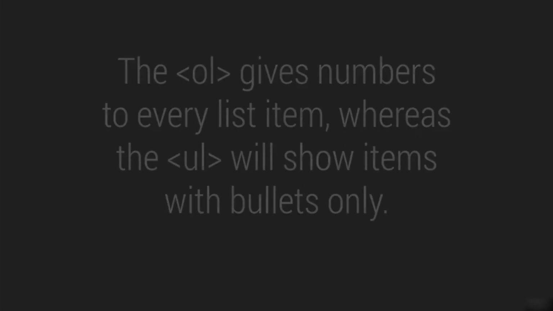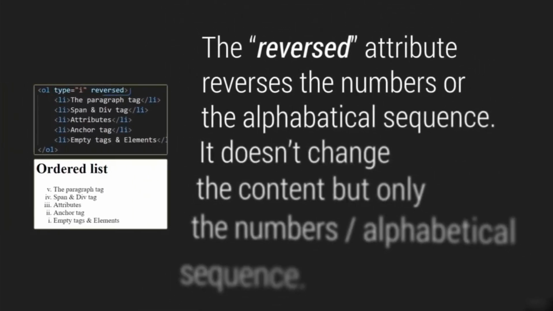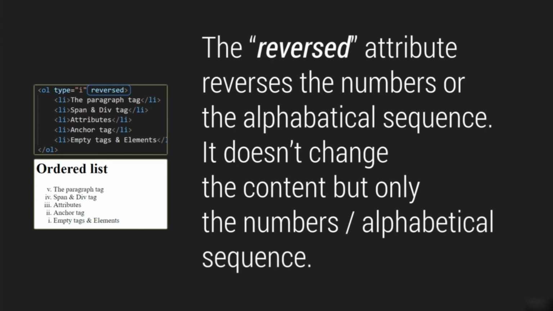The second question is, how will you display the ordered list in reverse order? It is this reversed attribute, as we have seen in this example, which reverses the number or the alphabetical sequence. Let me also remind you that it doesn't change the content, it is just the numeric or alphabetical arrangement which is changed. The list items which you have given remain as they are.